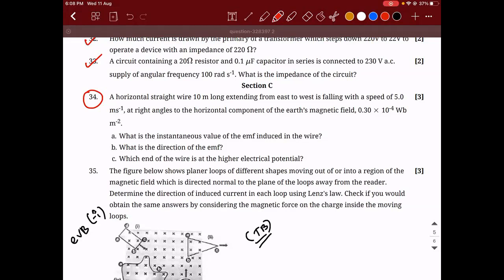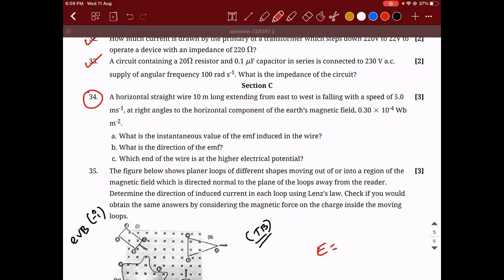Sir, I have a doubt in this unit. Is 0.3 into 10 to the power minus 4 Weber per meter square the same as 0.3 into 10 to the power minus 4 Tesla? Yes, because Weber per meter square is Tesla. Weber is Tesla meter square, so Tesla is Weber per meter square. Right, because Weber is B into A, that is B dA cos theta. So B is measured in Tesla, A is measured in meter square. See, it is something similar to this concept only.